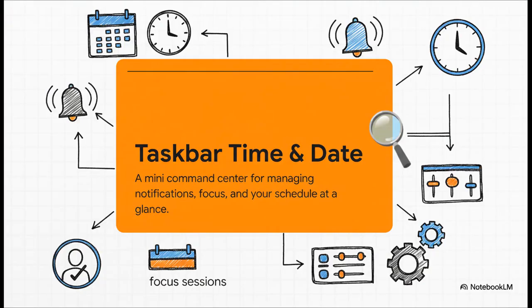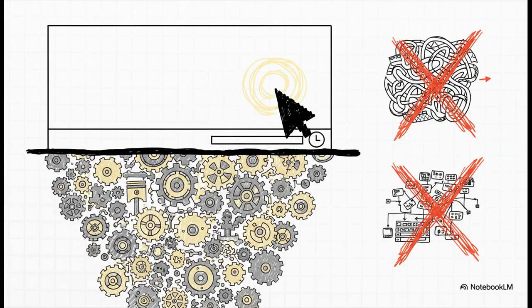Exactly. So let's just redefine this thing. It isn't just the taskbar time and date. It's a mini command center. From this one tiny spot, you can manage your notifications, control your focus sessions, and get to your schedule. It's basically a productivity hub in disguise. And you know, that's the best part. None of this was buried deep in some settings menu or hidden behind a complicated keyboard shortcut.